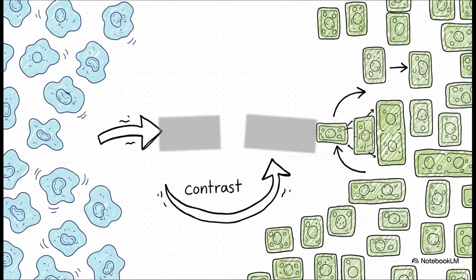Now compare that to the animal cell over on the left. It's way more free-form, kind of blobby, and flexible, simply because it completely lacks those rigid structural upgrades.